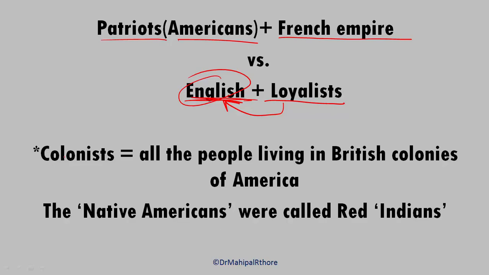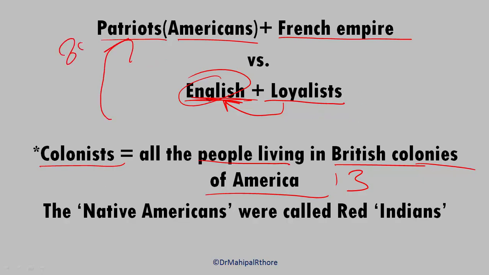In this video, again and again, you will come across the term colonists. Colonists means all the people who are living in the British colonies of America, all the 13 colonies of America. Out of them, most of them were patriots. They wanted independence, around 80%, and around 20% of the people did not want independence. They were happy under the English rule.